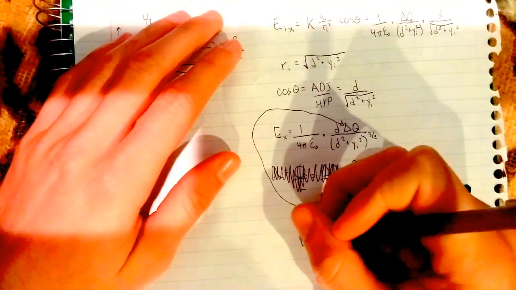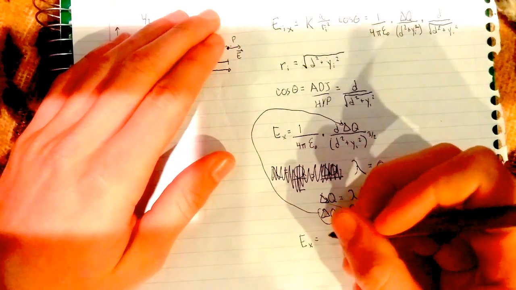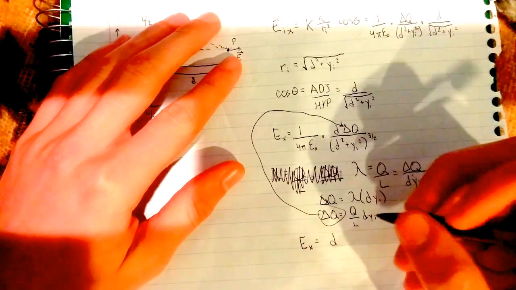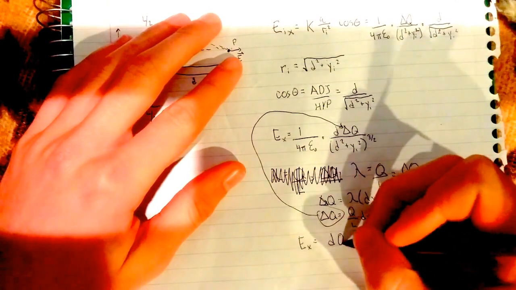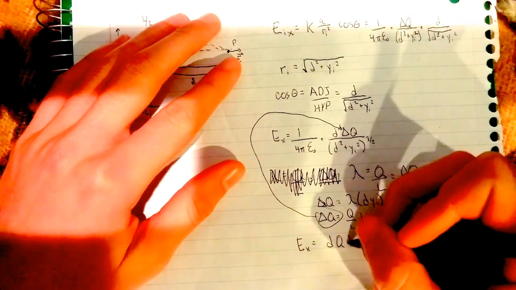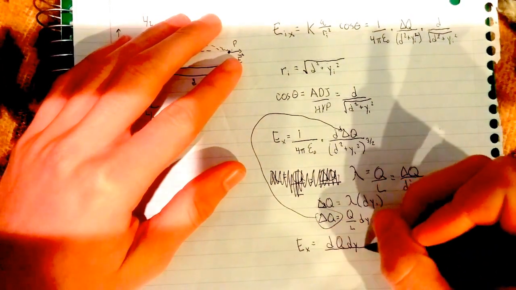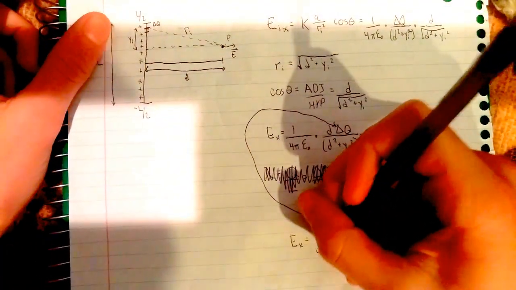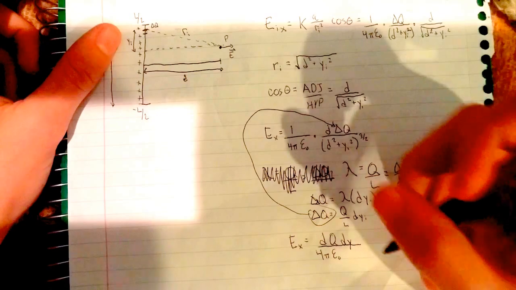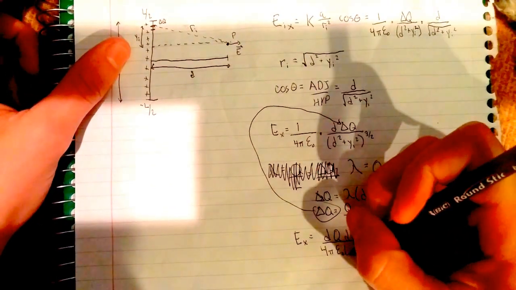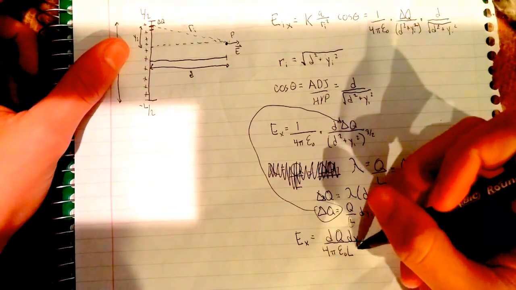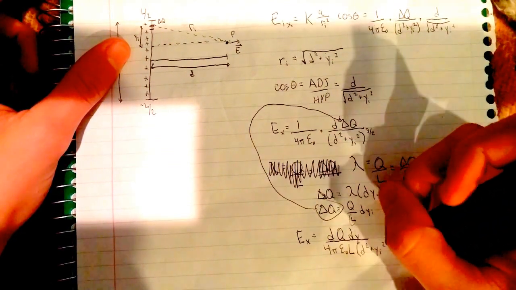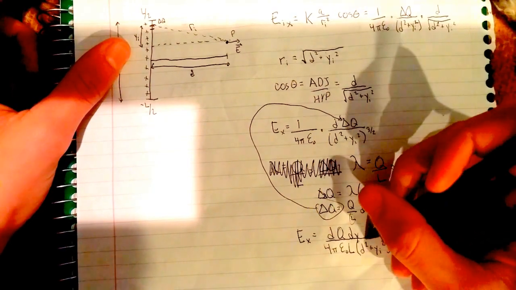And we get E_x is equal to, and we're going to combine it all here. So we got d Q dy over 4 pi epsilon naught L, because you can't forget this L here, times d squared plus y_i squared to the 3/2.